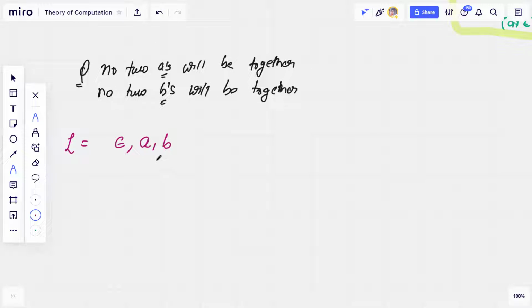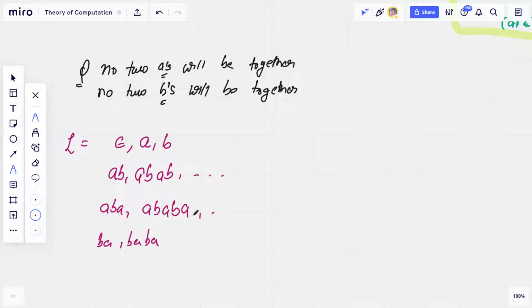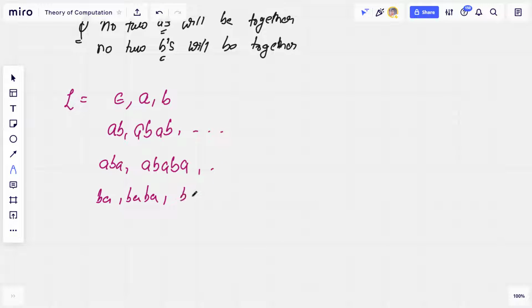Okay, so single A, single B, and then AB will be present, right? AB, whatever, that can be present. Then of course it's not necessary that it must end with B. It can be ABA. You know where I'm going, right? I'm going to write BA, BABA, and so on, just writing an ellipsis. Then it's not necessary that after BABA there can't be a B. There can be BAB. There can be BABAB. Fine. Any more strings left? I don't think so.